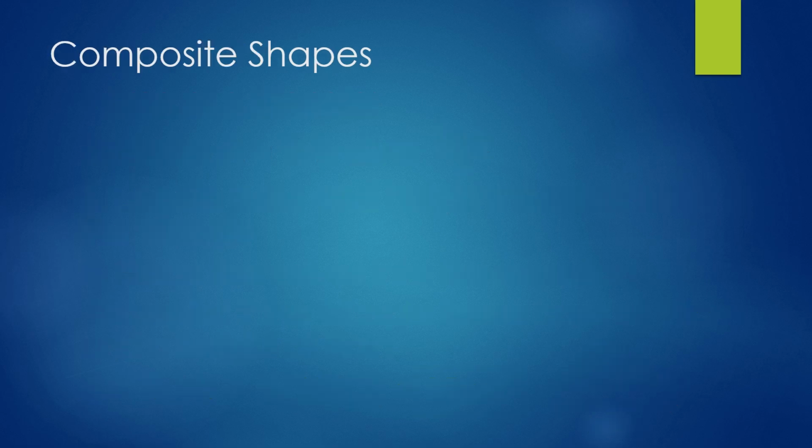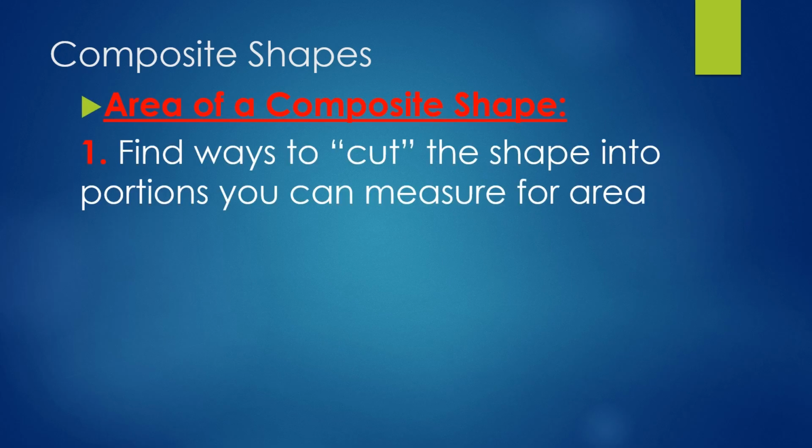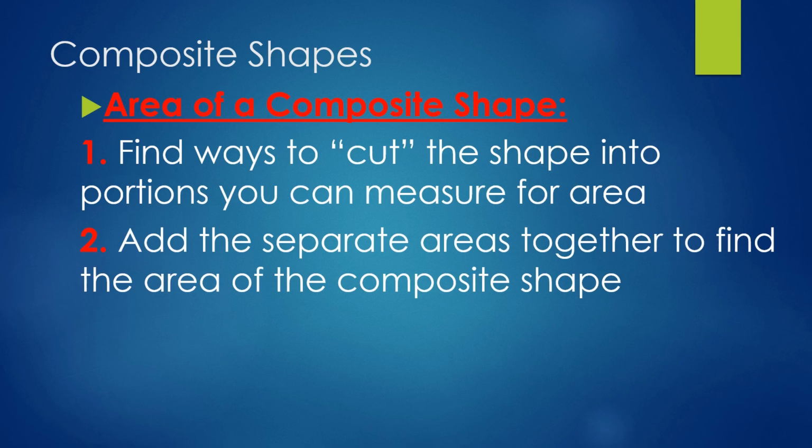So now that we've looked at the polygons, let's look at some composite shapes. So the area of a composite shape would be to find ways to cut the shape into the portions that you can measure for area. Then you're going to add the separate areas together to find the area of the composite shape.